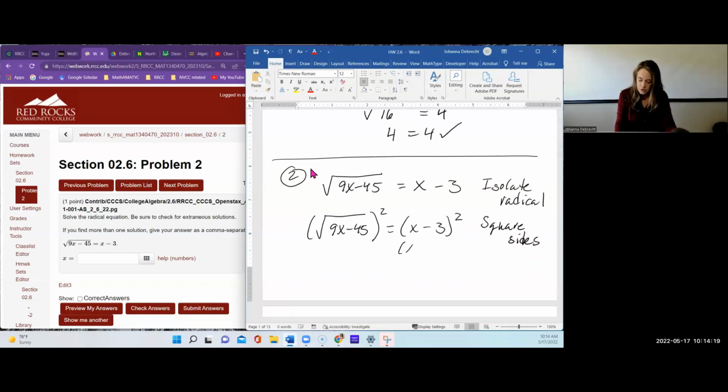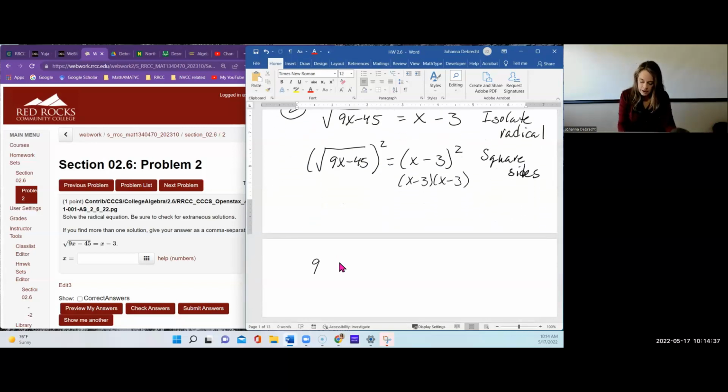If it helps you, go ahead and write it twice. There's no penalty for writing it out. I'll be honest with you, it helps me if I write it out, and that way I can be more sure that I'll make fewer careless mistakes. On the left, squaring the radical lifts it off, and we're left with 9x minus 45.